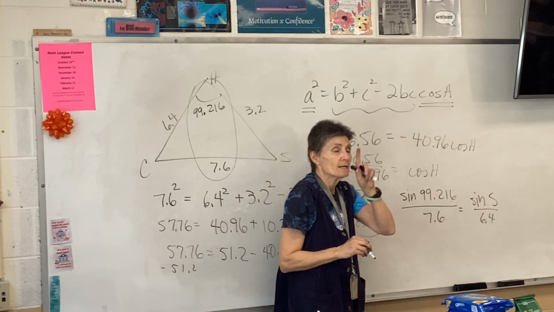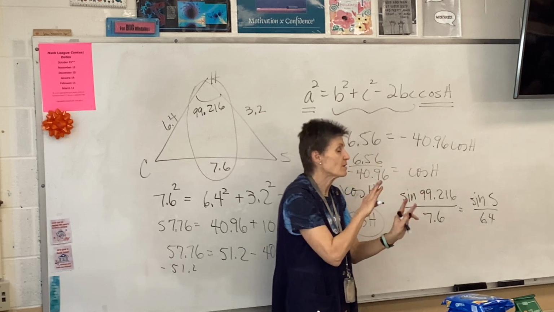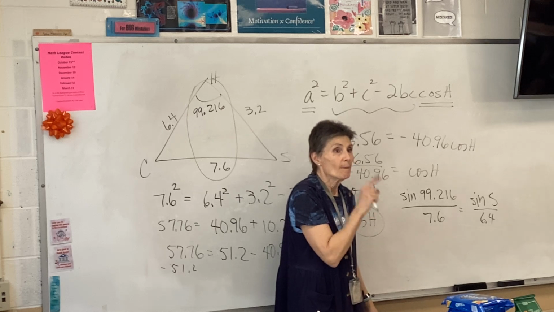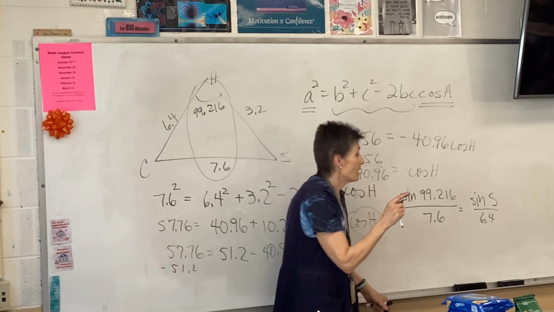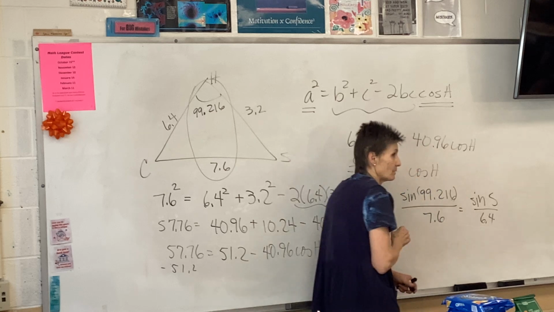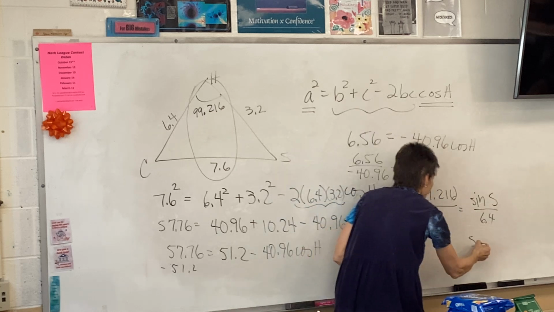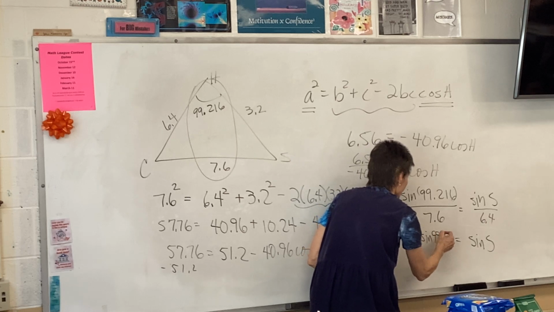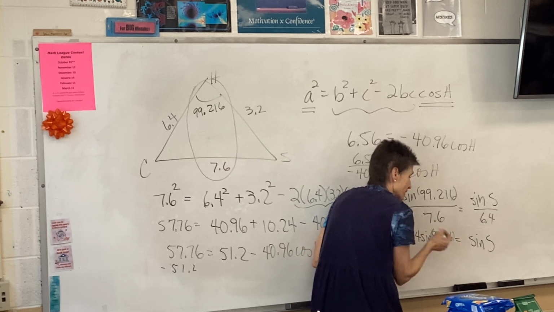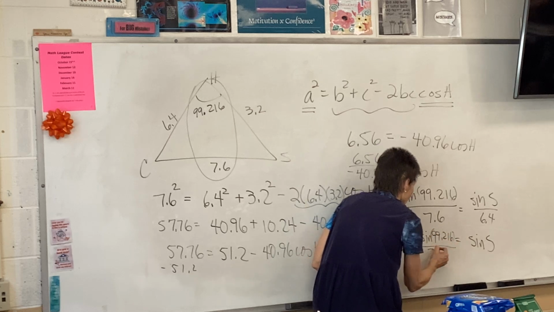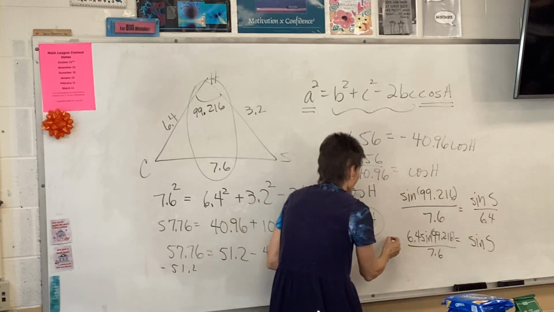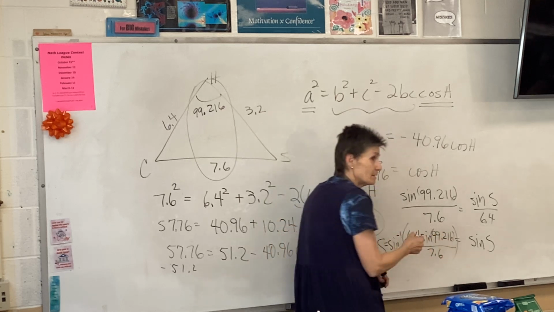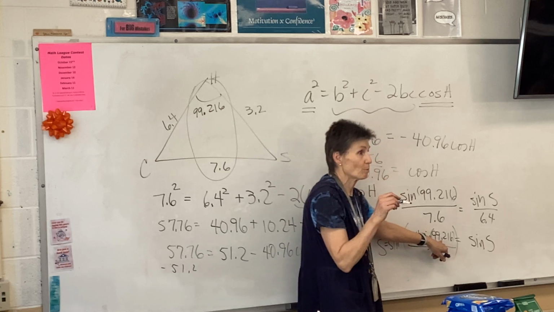Now, here is my caution. There's nothing wrong with this. If I were doing a problem, that's exactly what I would do. But here's what I don't want you doing. I don't want you typing this in on the calculator. So sine S is going to be 6.4 sine 99.216, but I'm gonna put that in parentheses, right? Divided by 7.6.